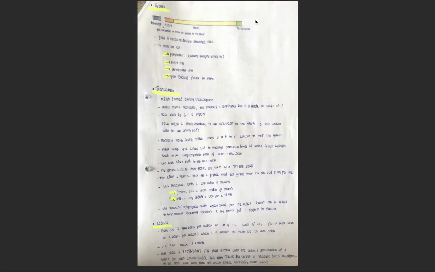So as I said, this is the basic structure of a gene. A gene is made of double-stranded DNA, and it has the promoter, the start site, terminator site, and the open reading frame in between. So the second part of protein synthesis, we've done transcription, now we look at translation. As we said, messenger RNA was formed during transcription. Along the messenger RNA molecule, there's a sequence of nucleotides, but they're read in blocks of 3. And each block of 3 is called a codon.